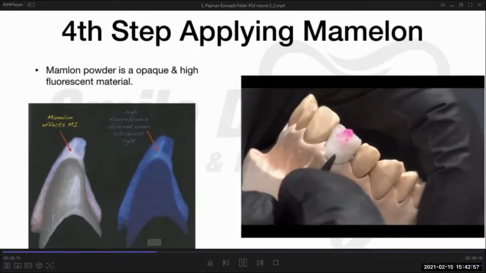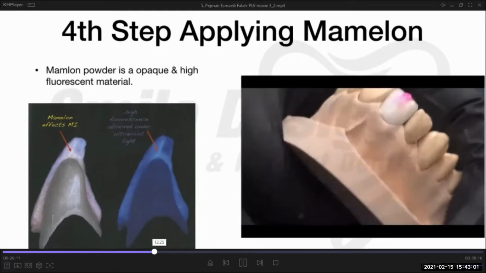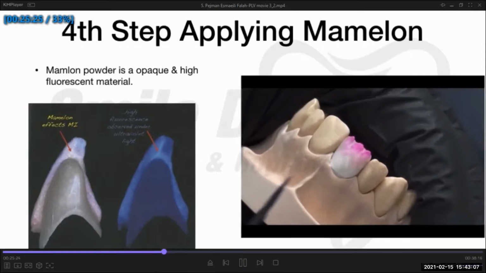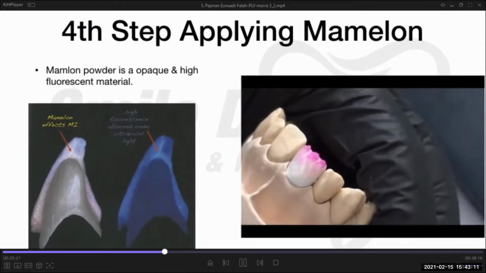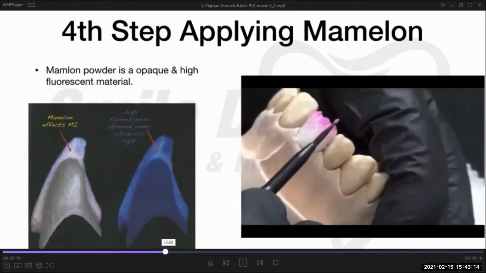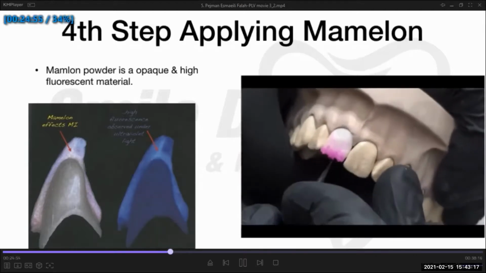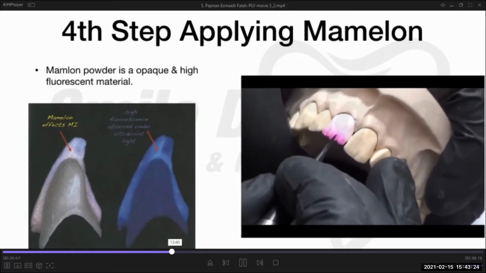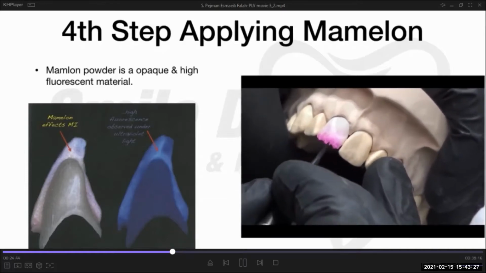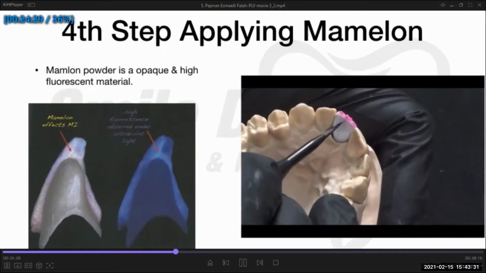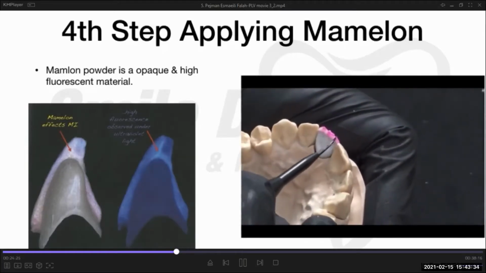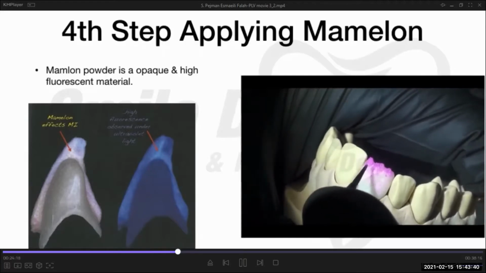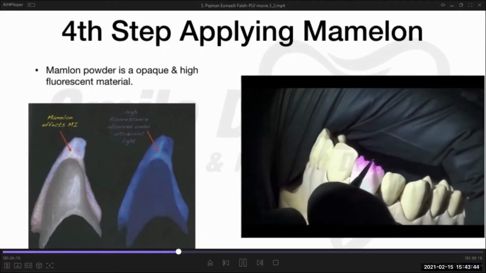Mamelon powders are high fluorescent material. For this step, small size brushes are used. It is better to shape it under the loupe or lab microscope.